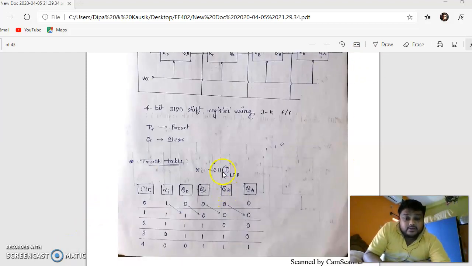Similarly, when we enter the next one, QD is 1, QC is also 1, QB is 0, QA is 0. Next we enter 1: QD 1, QC 1, QB 1, QA 0. Next we enter 0. Similarly, QD 0, QC 1, QB 1 and QA also 1.